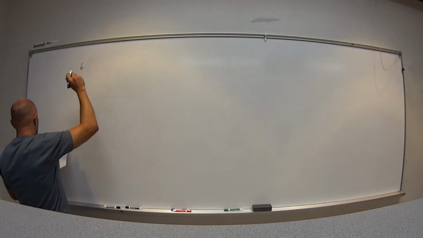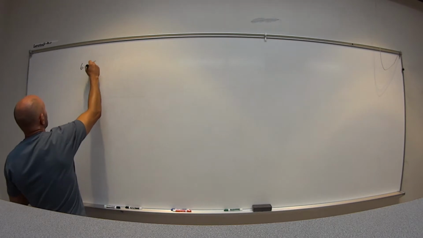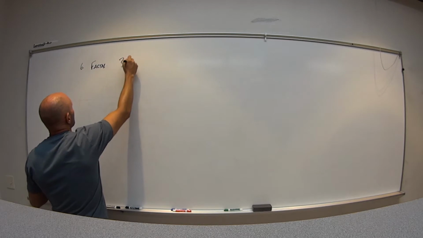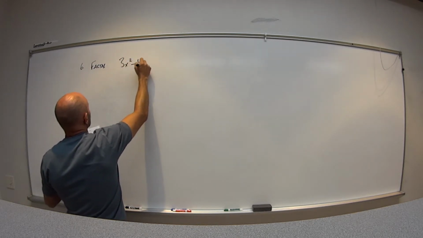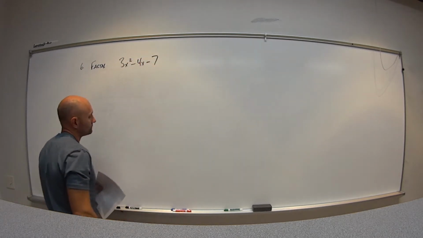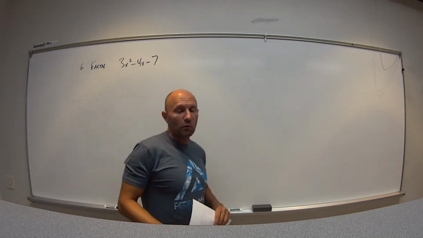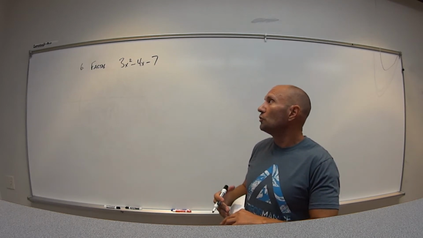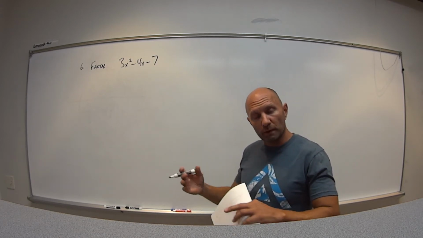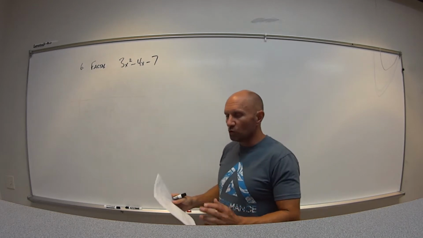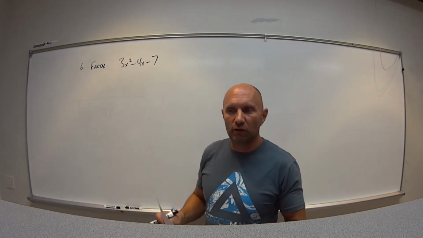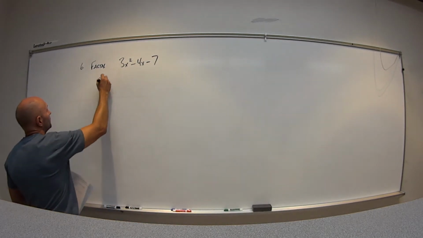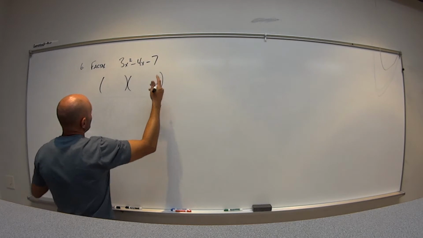Question number 6, again, is a factoring problem. We want to factor 3x squared minus 4x minus 7. So you have a couple ways you can do this. You can do trial and error. You could do it by grouping, so you break the middle term apart. Whichever method you want is fine, as long as you get the binomials at the end that this quadratic factors into. So I'm going to do it as the trial and error method.